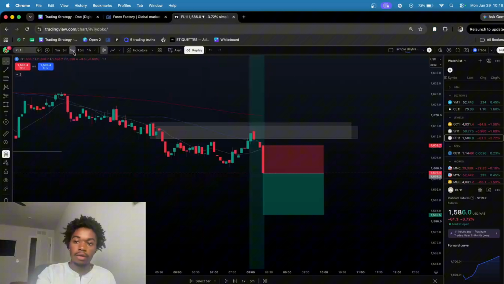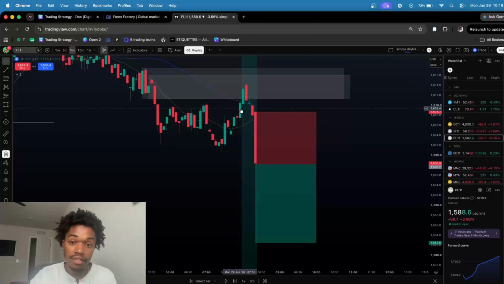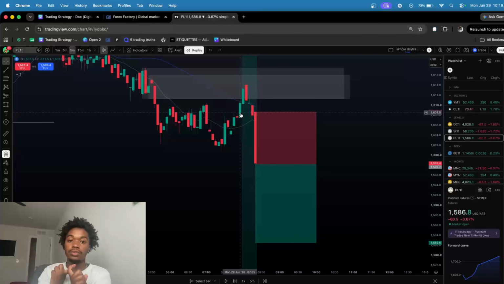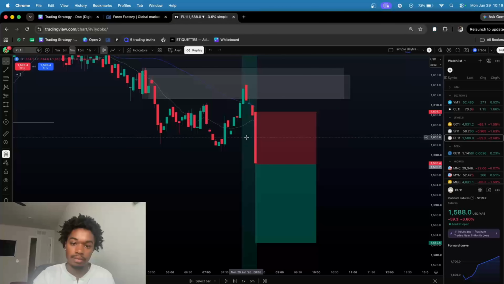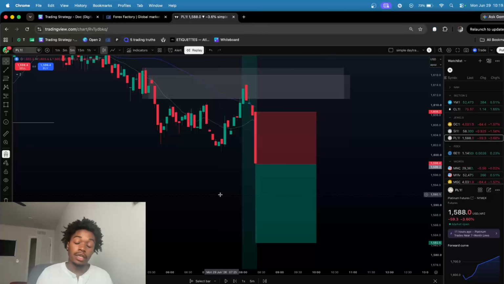So I go back on the 5 minute, and we're waiting for it to touch the 50 EMA. Okay, we're waiting for it to touch the 50 EMA, and then we're waiting for it to tap the zone, and then we're also waiting for it to close below the 13 SMA. This is a 50 SMA and the 13 SMA. So as you can see, we had a huge sell-off right here, and it is closing below the 13 SMA.